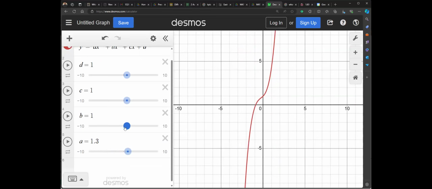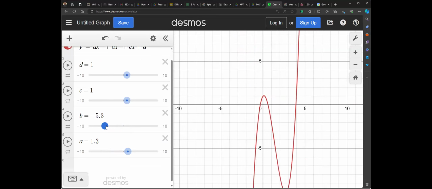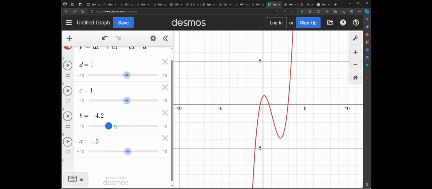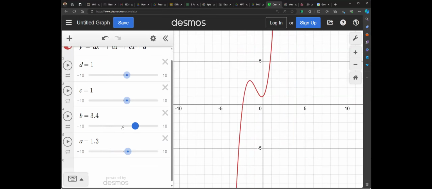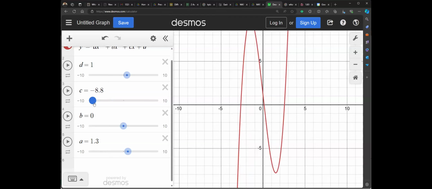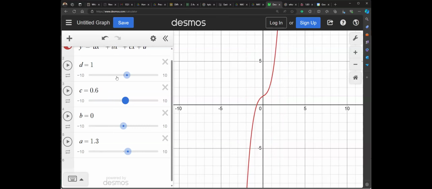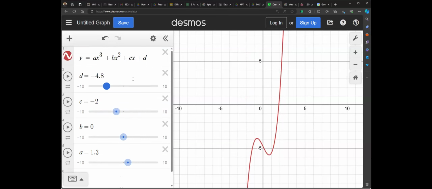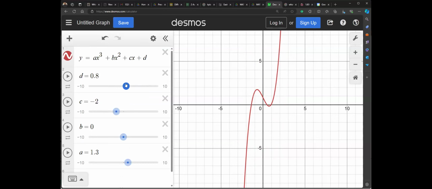Now let's check what b does. You can see the movement there, but it doesn't affect our point of inflection. Let's check what c does. It narrows our graph or makes it even bigger. Let's check the d value. That will shift your graph up and down. And that's what the a, b, c, and d values do to our function.